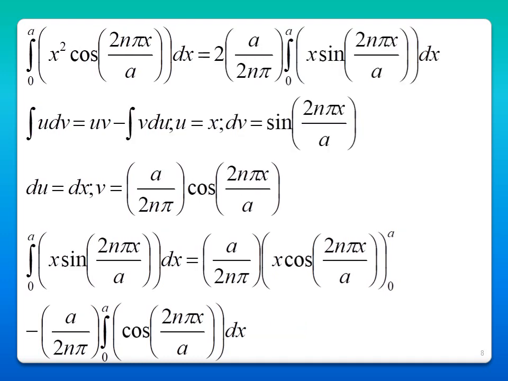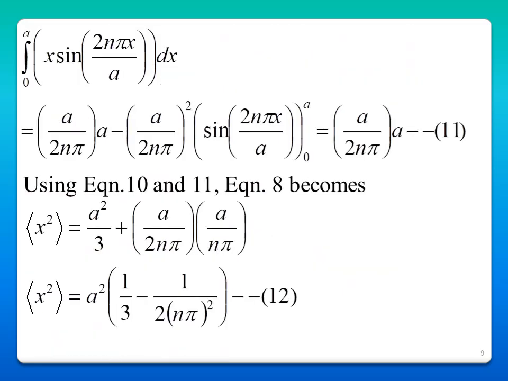the first term is 0, the second term once again you have to integrate, it is x sin 2nπx by a dx. Once again use the integral u dv formula, then we will get it is equal to a divided by 2nπ x cos 2nπx by a. Substitute the limit 0 to a, and minus a divided by 2nπ integral from 0 to a cos 2nπx by a dx.